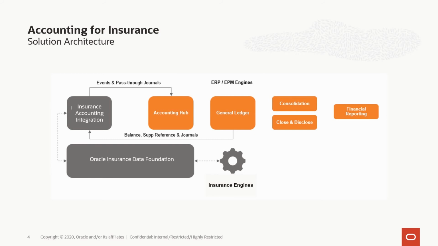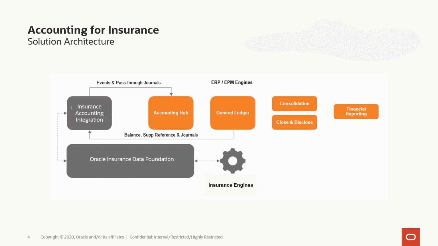We also reckon that it's possible to integrate this functionally with an accounting system where events information and pass-through journal information is sent across to the accounting hub periodically, and in return, balance information and supporting reference details and even journal information consisting of debits and credits are brought back to the data foundation for further processing.